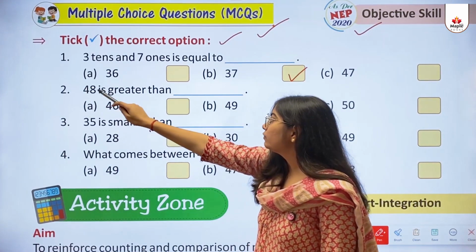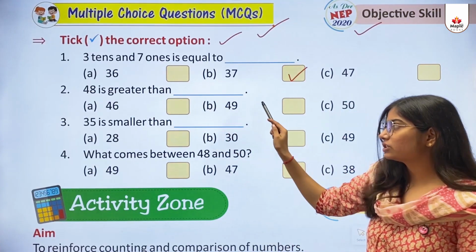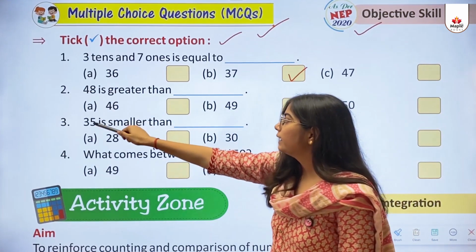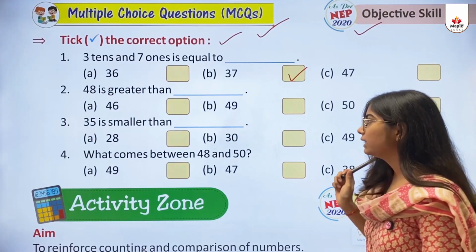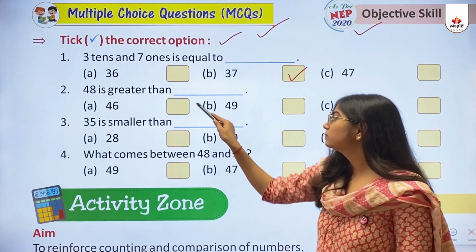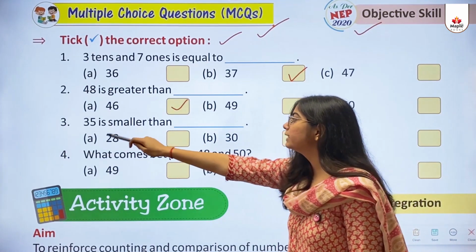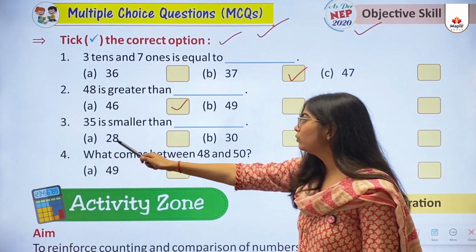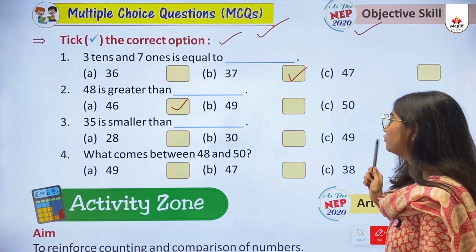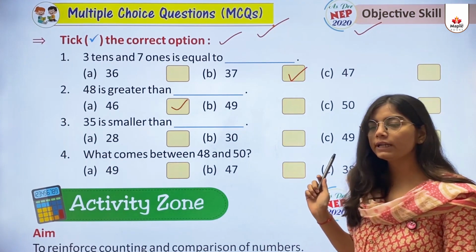Then second, 48 is greater than dash. We have options A 46, B 49, C 50. The answer is 46. Then third, 35 is smaller than dash. We have options A 28, B 30, C 49. The answer is 49.